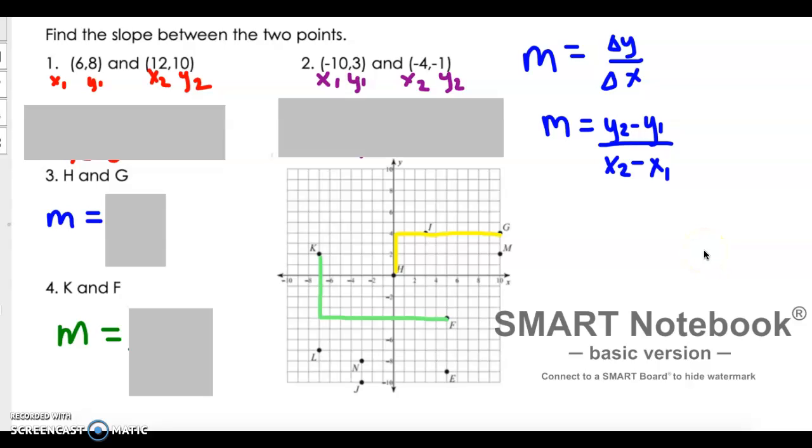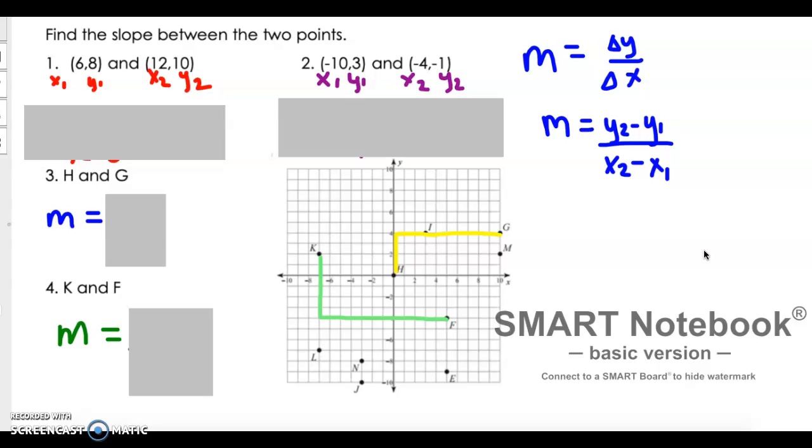All right, this problem says to find the slope between the 2 points. So remember, the slope is the change in y over the change in x. We sometimes also say that slope is the rise over the run. So problems 1 and 2 want us to find the slope from 2 points given ordered pairs. And then problems 3 and 4 want us to find the slope from 2 points on a graph.